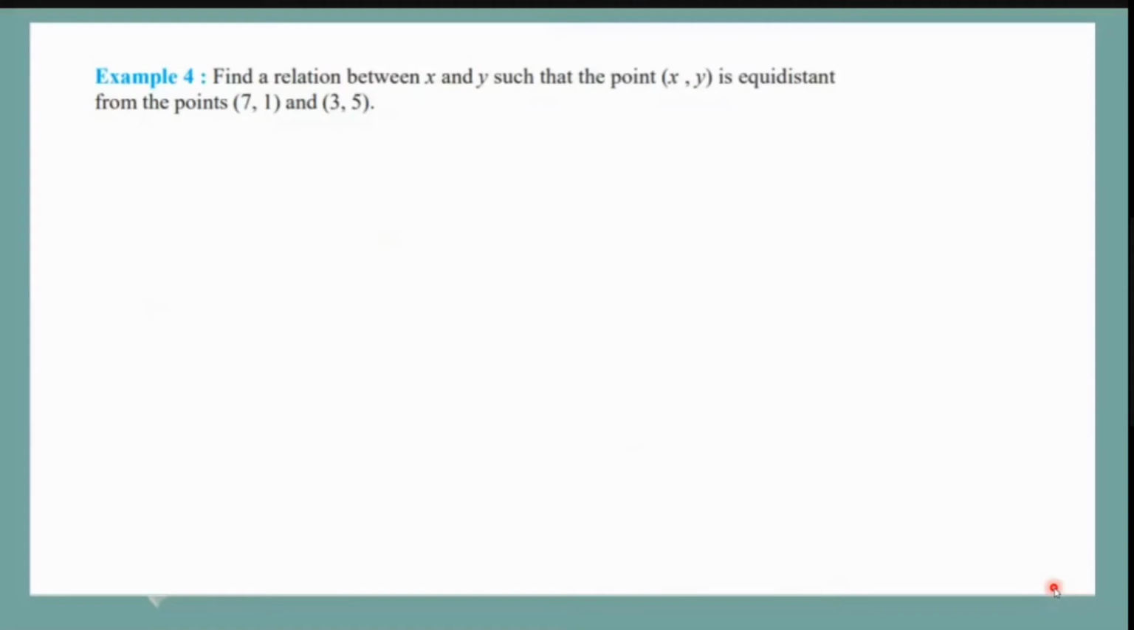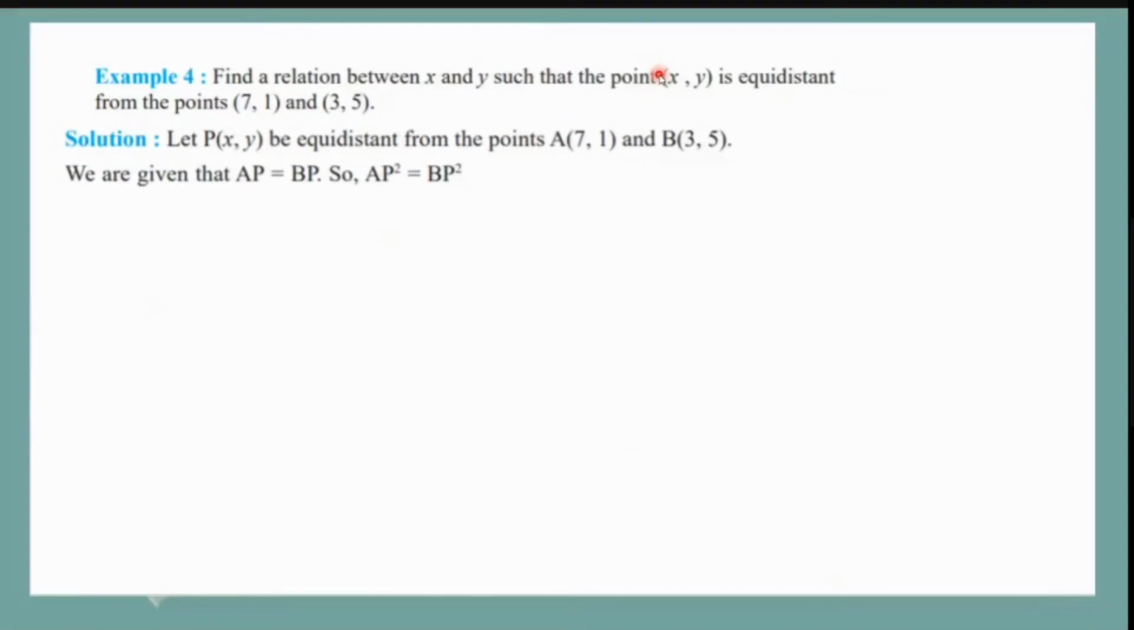Let us take up example 4. Find the relationship between x and y such that the point (x, y) is equidistant from the points (7, 1) and (3, 5). So what do I do? I take these points as A(7, 1) and B(3, 5), and I take the point (x, y) to be P. Now it is given that P is equidistant from A and B. That means AP will be equal to BP. Therefore, AP square will be equal to BP square.